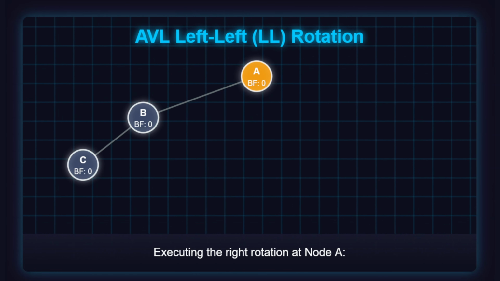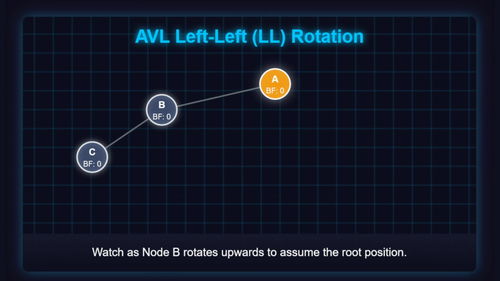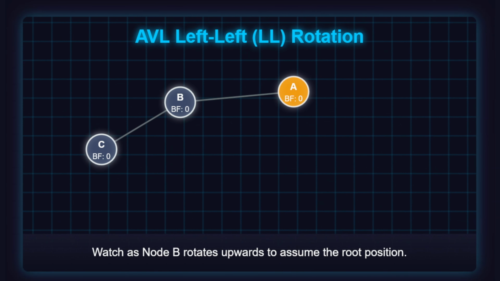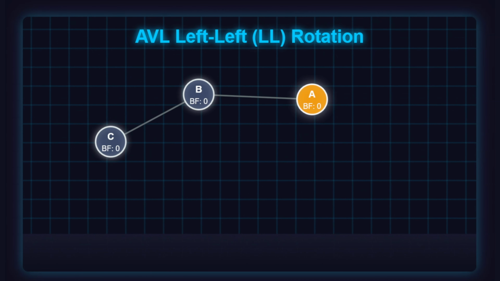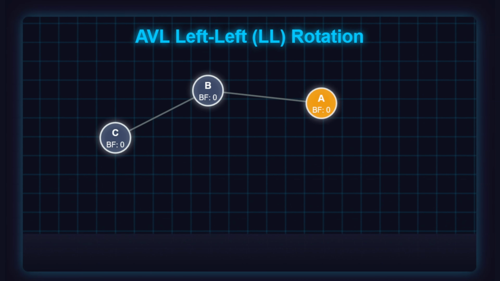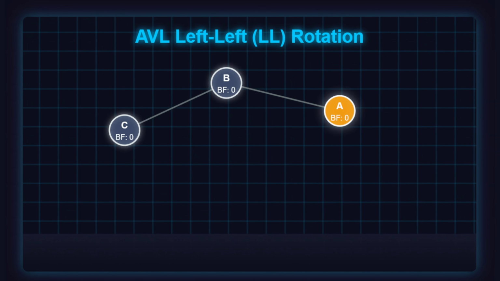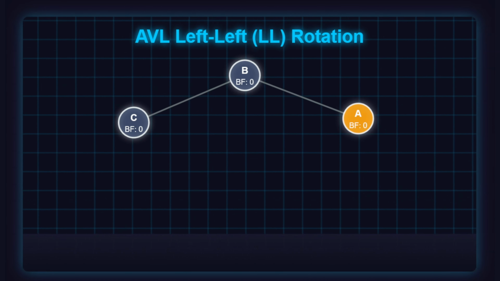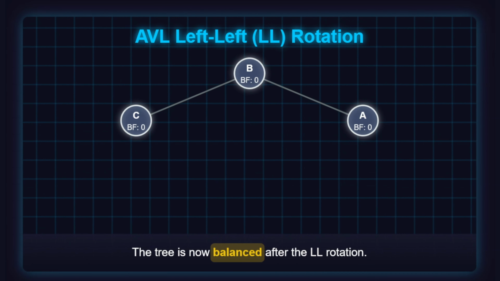Executing the right rotation at node A, watch as node B rotates upwards to assume the root position. Node A, the old root, descends and becomes the right child of node B. Node C remains the left child of B, maintaining its relative position to B. The structure of the tree is now balanced. Let's check the balance factors after the rotation. The tree is now balanced after the LL rotation.